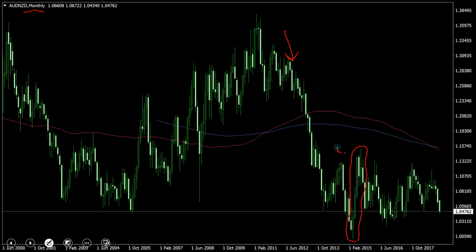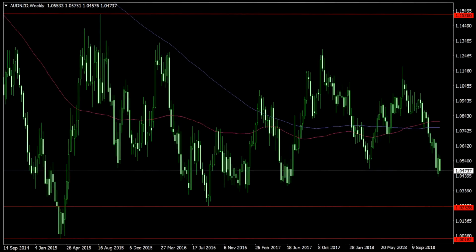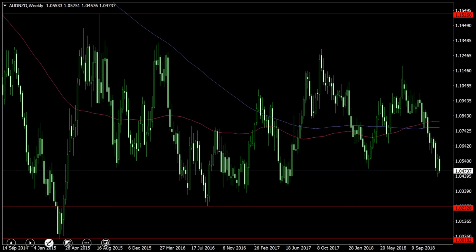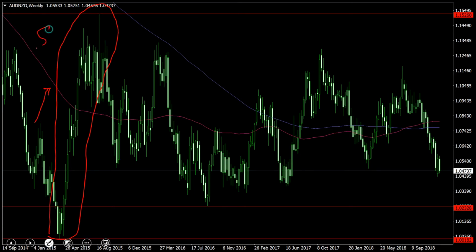In order to have a closer look at this, let's move on to the weekly chart. Over here in the weekly chart, this right here is exactly what you've seen in the monthly chart, the big advancement that you have seen over there. So this can easily be counted as an impulsive wave. It really looks like an impulsive wave, a 5-wave impulse.